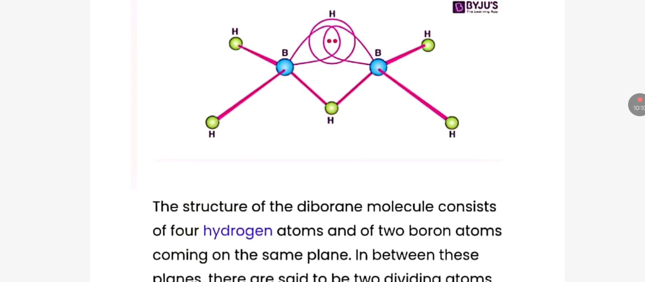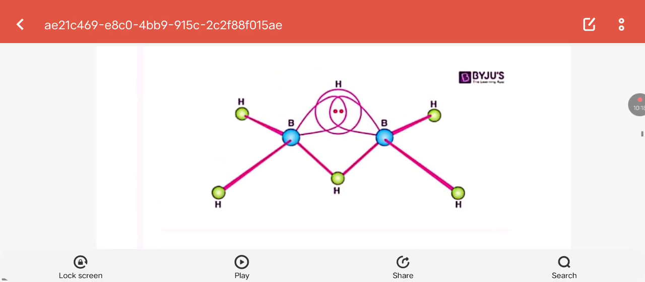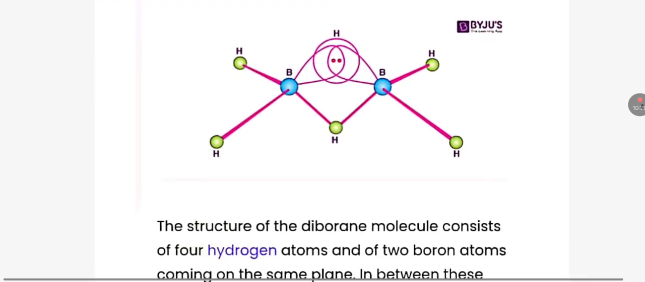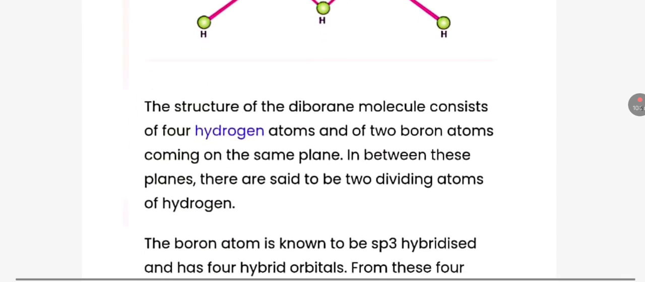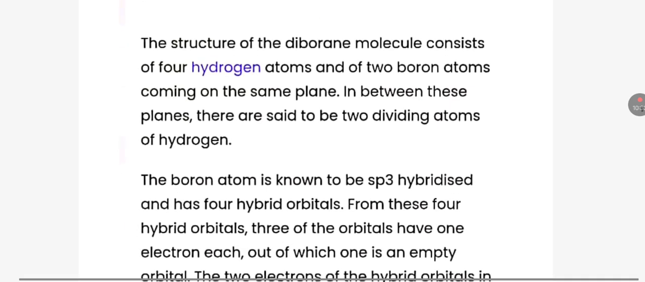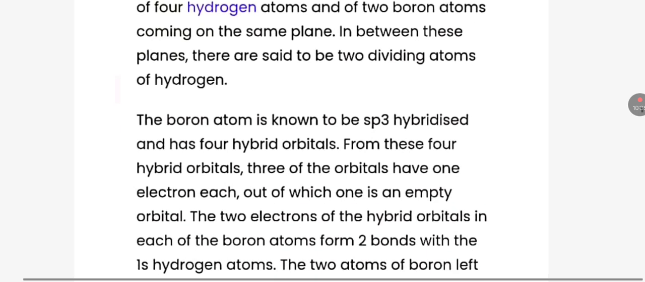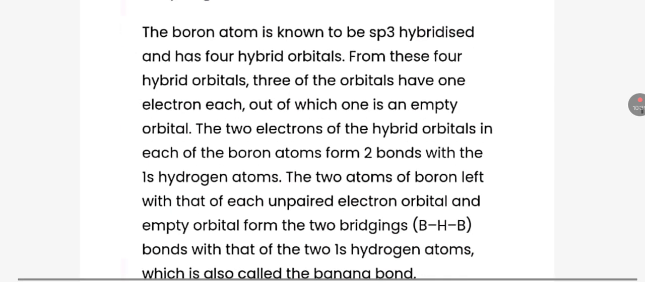This is the structure of diborane. As we can see, all the bonds are normal, but there is a 3-center 2-electron bond here. The structure of the diborane molecule consists of 4 hydrogen atoms and 2 boron atoms lying on the same plane. In between these planes are said to be 2 bridging hydrogen atoms.